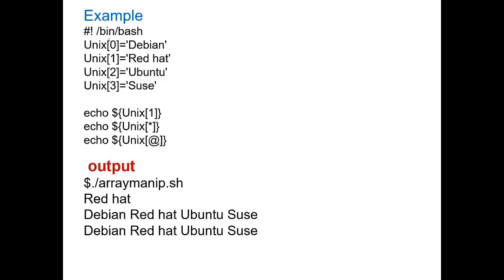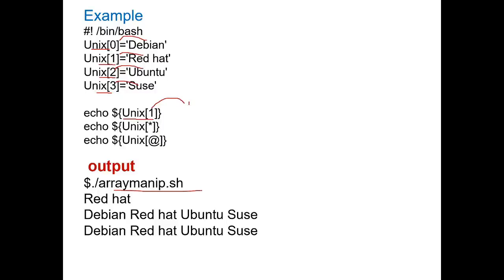See the example. We have declared the array here. These are index 0, 1, 2 and 3. We have declared the array and initialized the values in those particular positions. See here, directly the initialization we have done. Now if you want to print these array values on the screen, we can use echo in this way. This will print the value of the first position, that is Red Hat, and star and @ symbol will print all the elements of that Unix array.